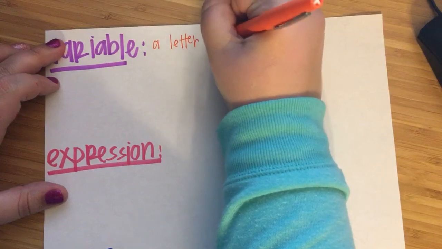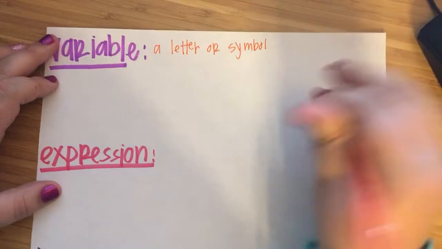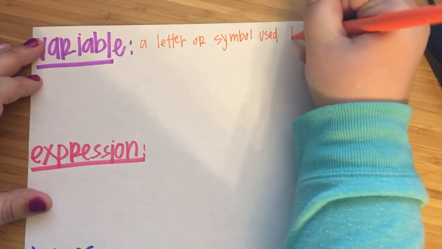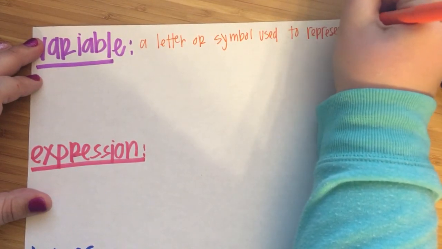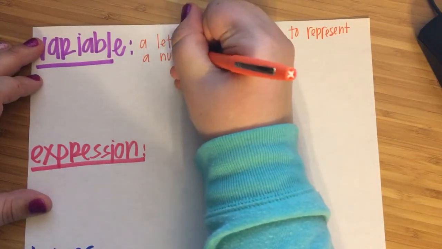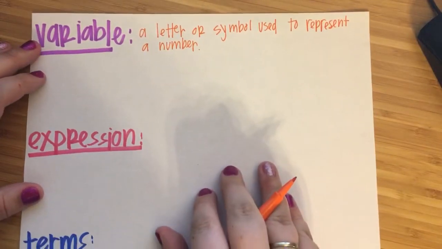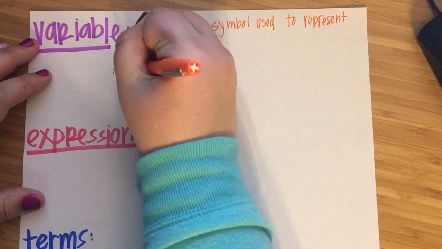So a variable, we have seen these before in area is equal to base times height. That B and that H, those are variables, they're letters. We've also seen them in science where they stand for something or things that can change. If we look at the definition, it is a letter or a symbol that is used to represent a number. Again, area equals base times height.